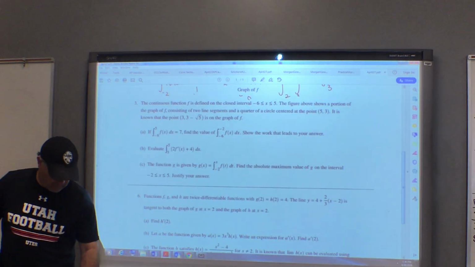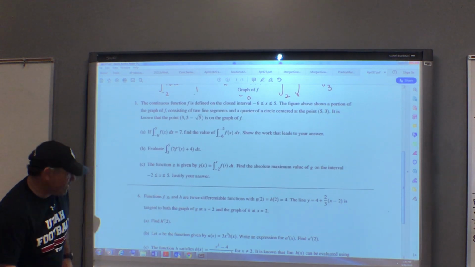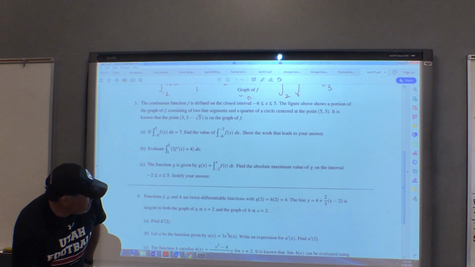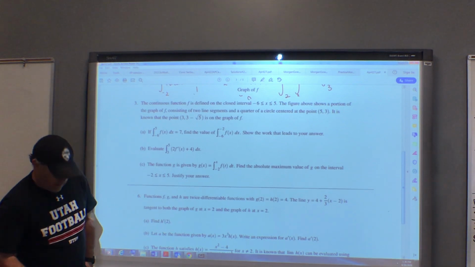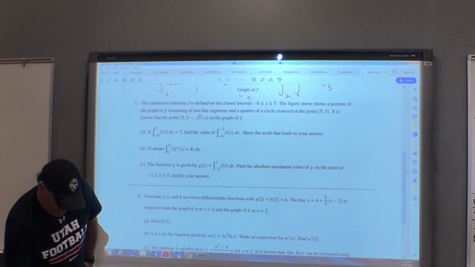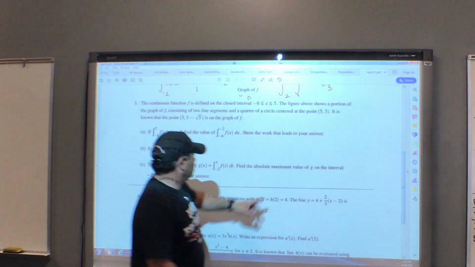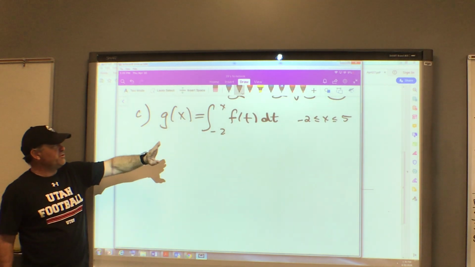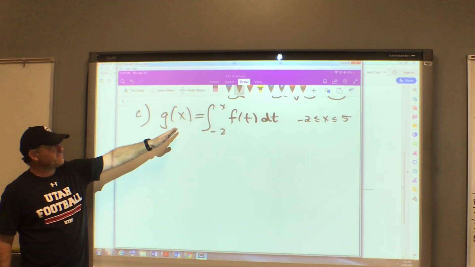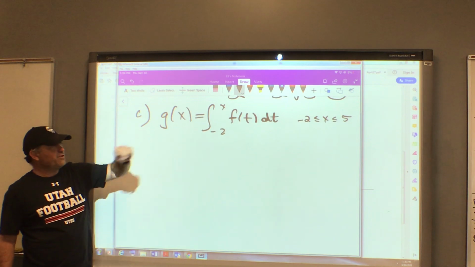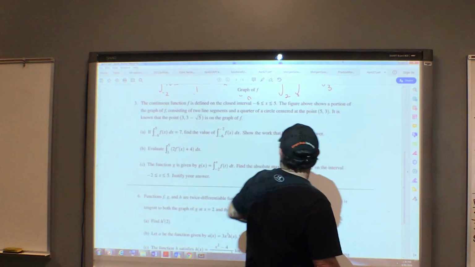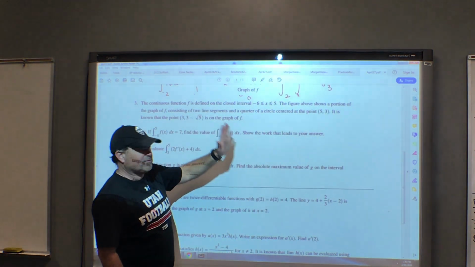All right, so part C. Let me just write some stuff down before I switch it over. Okay, so as I switch it over, we want the absolute max value of that function on the interval -2 to 5. And let me quickly go back and check. So we want to find the absolute maximum of g.